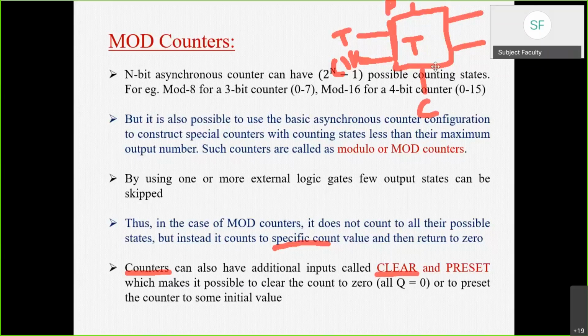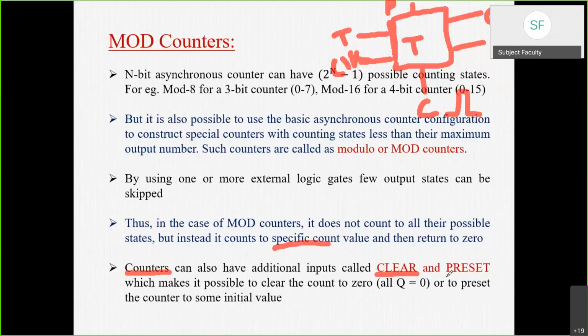So what is the function of clear? Clear will basically clear all the outputs. If a clear input is given here, if clear is high, then what will happen? Whatever your previous state is, the next state will be 0. The output will be 0. So if you are applying clear to all the flip-flops, then the output of all flip-flops will be cleared. That means 0, 0, 0, 0.